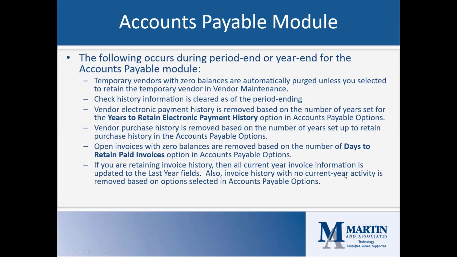Also, any history with no current year activity is removed based on the options. So again, those bullet points 2 through, I guess, 6 there are all dealing with the number of days, number of months to retain history out in that module.